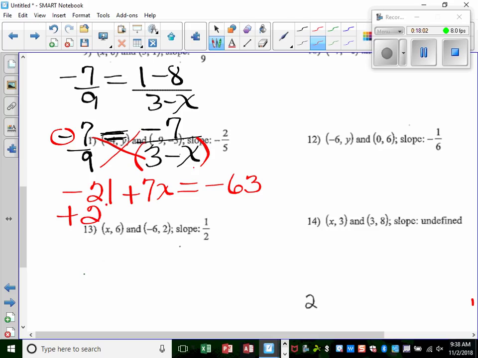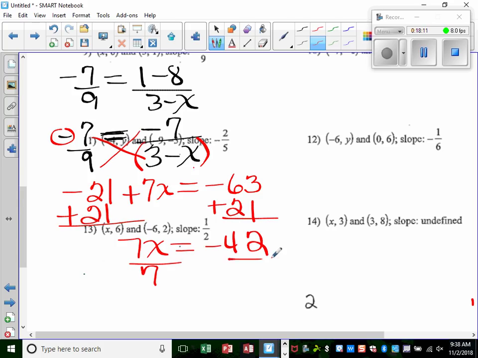We're going to add 21 to both sides. So that's going to give me 7x equals -42. Divide by 7. So x equals -6. So that is the missing coordinate, -6.